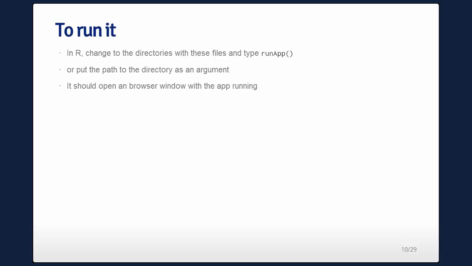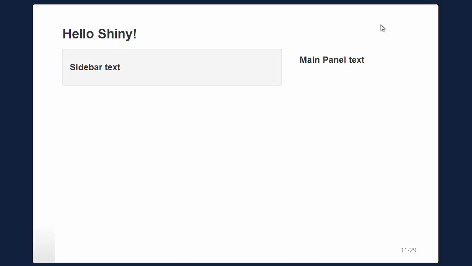To run it, you change into the directory with these files and type runApp, or you can put the path as an argument, and it should open a browser window with the app running. So here's kind of what it would look like. It's chopping off part of the main panel just to make it fit on the page for me here when I cropped it as an image. But it renders the text, hello Shiny, here's sidebar, here's main panel.